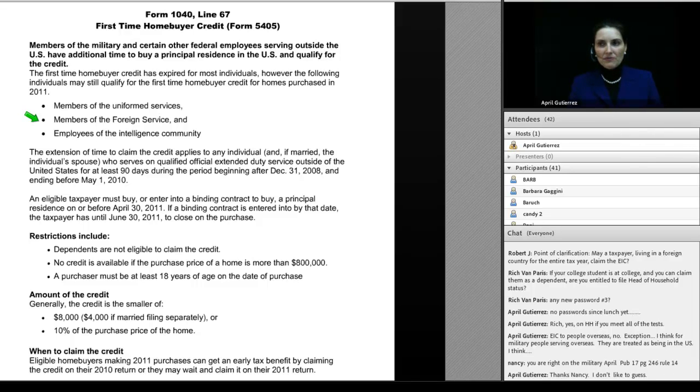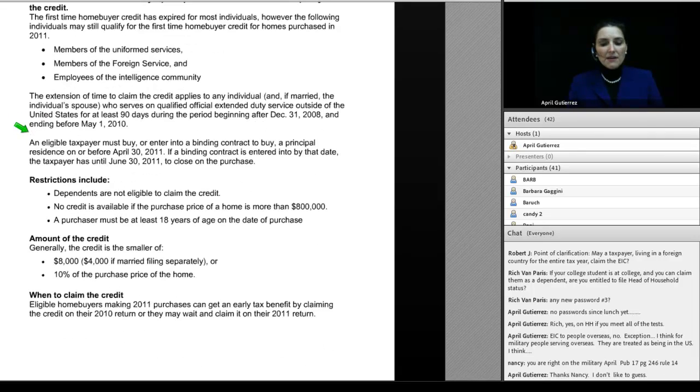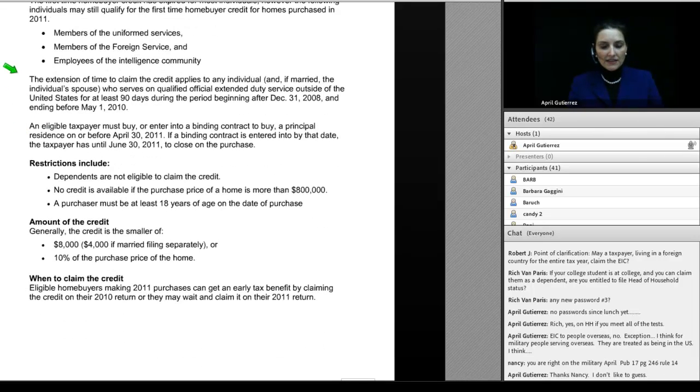That's the description that the IRS is using, and one can extrapolate from that that they mean the armed services or the armed forces, right? The other is members of the Foreign Service and employees of the intelligence community. The extension of time to claim the credit applies only to any individual and, if married, the individual's spouse who serves on qualified official extended duty service outside of the United States for at least 90 days during the period beginning after December 31, 2008 and ending before May 1st, 2010.